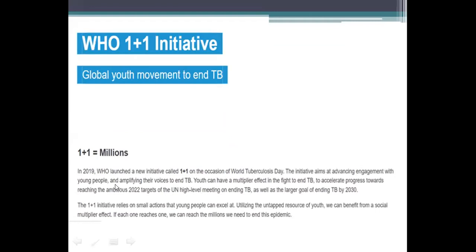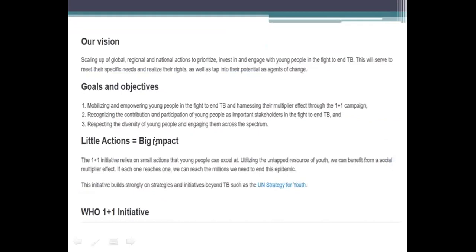The aim is advancing engagement with young people and amplifying their voices to end TB. Youth can have a multiplier effect in the fight to end TB, and it includes larger targets in TB by 2030. Its vision is scaling up global, regional, and national action to prioritize and invest in engagement with young people in TB, mobilizing and empowering young people in the fight against TB, recognizing the contribution and participation of young people, respecting their diversity and engaging them. Its action is little action and big impact.